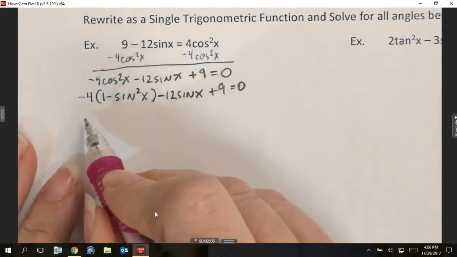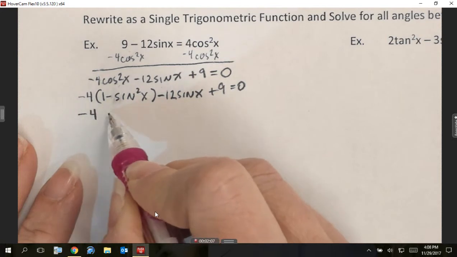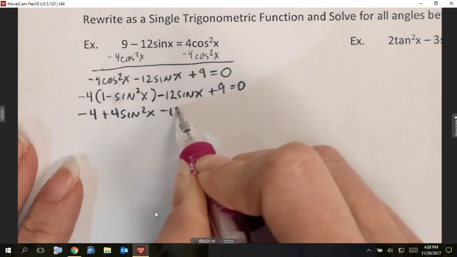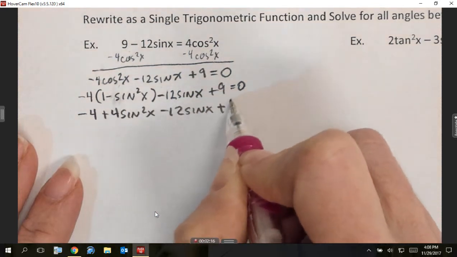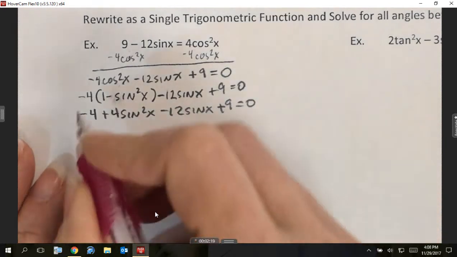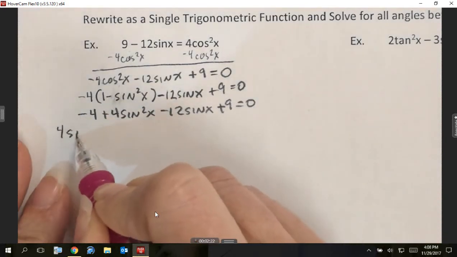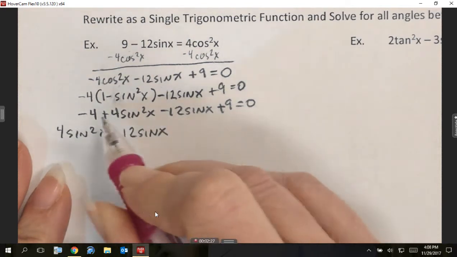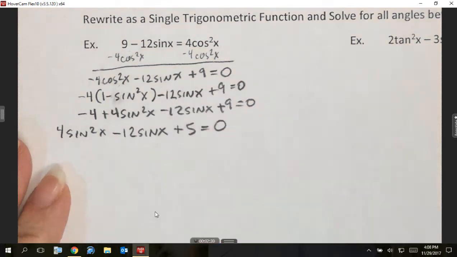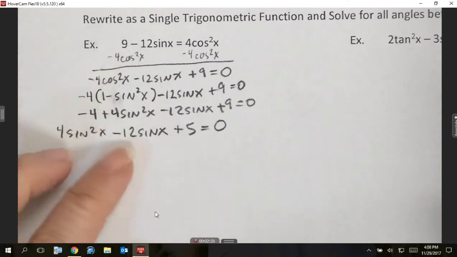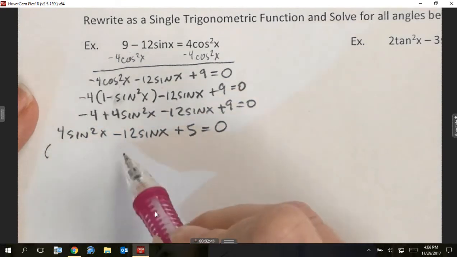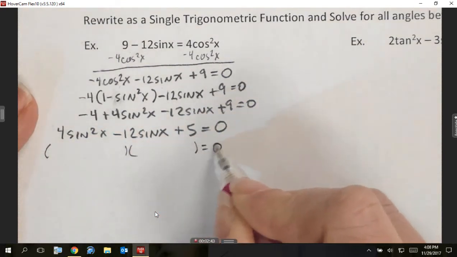Now I'll go ahead and distribute and simplify. Combine some like terms, reorder this: 4 sine squared x minus 12 sine x, and then plus 5 equals 0. Now it's in a better order, and we have all signs, so we can factor this. Let's see. There's not a GCF. Guess and check.